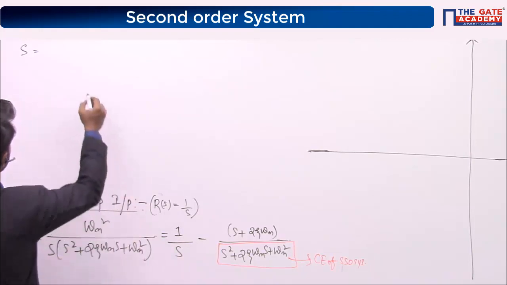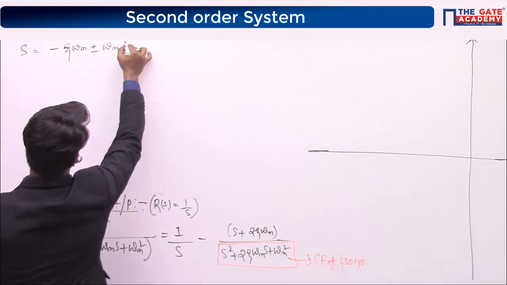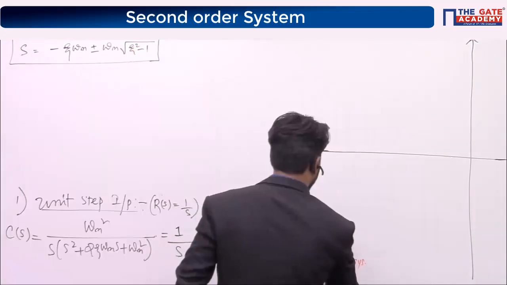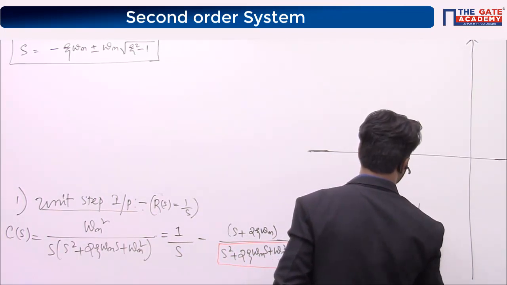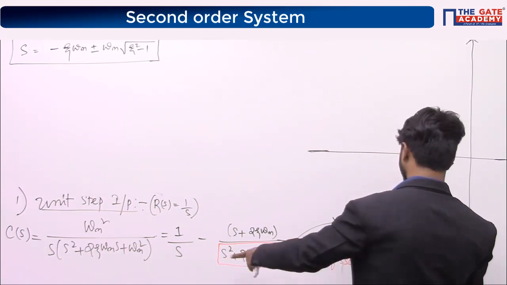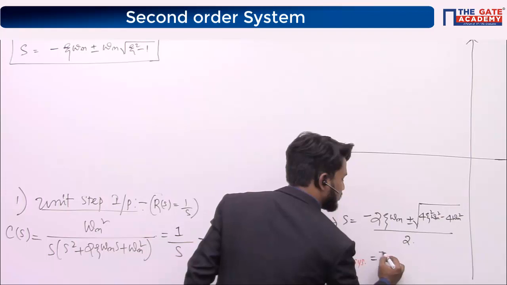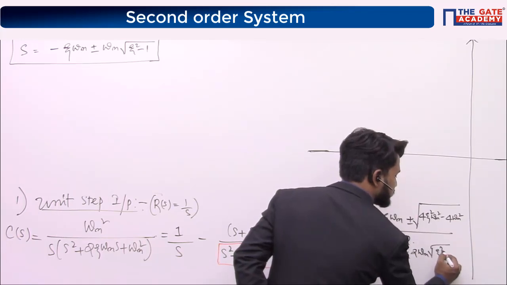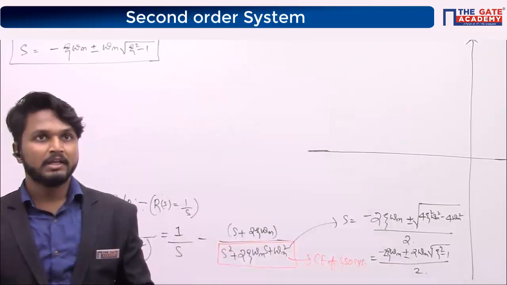So if at all you solve this, you will get these roots. It is minus zeta omega n plus or minus omega n under root zeta square minus 1. These are the roots of this particular equation. S will be equal to, what is minus b? It is minus 2 zeta omega n plus or minus root of b square. B square is 4 zeta square omega n square minus 4ac, 4 omega n square, divided by 2a, that is 2. So it is minus zeta omega n plus or minus 2 omega n under root zeta square minus 1 divided by 2. If at all you divide this by 2, you will get this. Yes, right? No doubt still now?